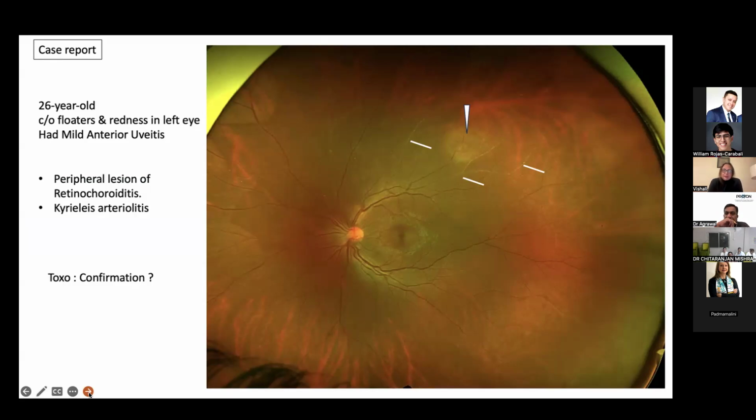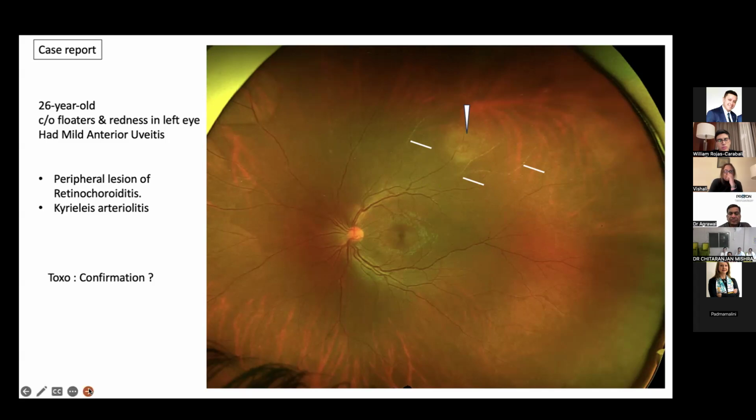This is a 26-year-old girl, complains of floaters and redness, has mild anterior uveitis. So if you see here, you see a peripheral lesion, which is kind of retinochoroiditis, and you do see arteriolitis. You see these vessels along with it. Now, this is the kind of lesion you are likely to miss if you are just imaging the posterior pole and not paying attention to the periphery. So you look at it clinically. To me, it looks like peripheral toxo.